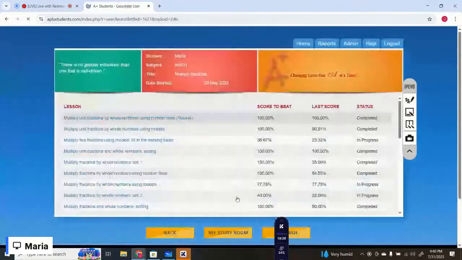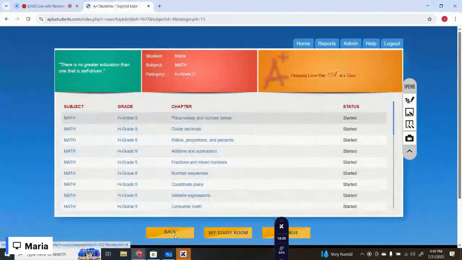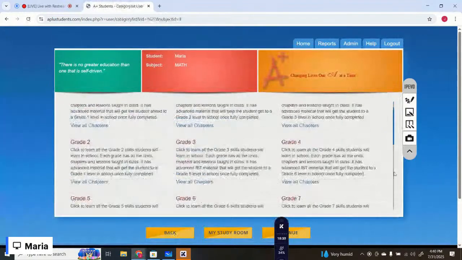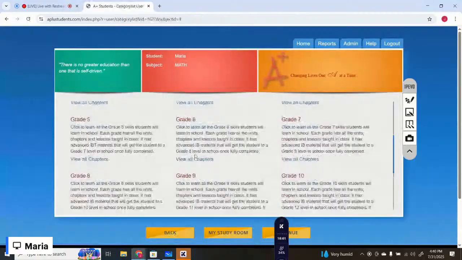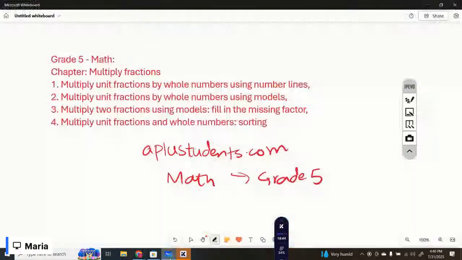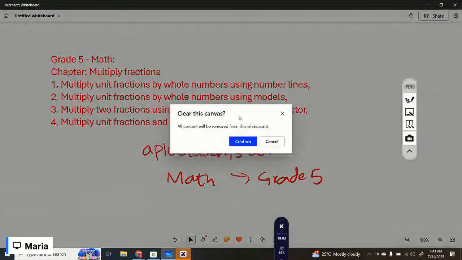So we were working on grade 5 math. The chapter we were working on is multiply fractions. What we have covered today are multiply unit fractions by whole numbers using number line, multiply unit fractions by whole numbers using model, multiply two fraction models, fill in the missing factor, multiply unit fractions and whole numbers sorting. So please make sure before the next session you complete all the practice questions for the lessons we just did. That is your homework until the next session.